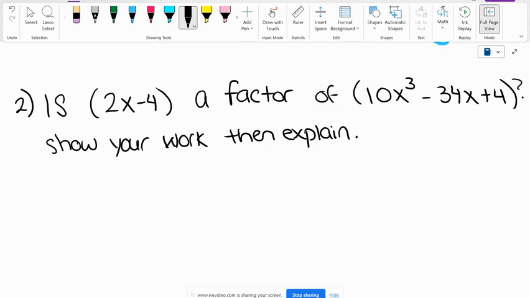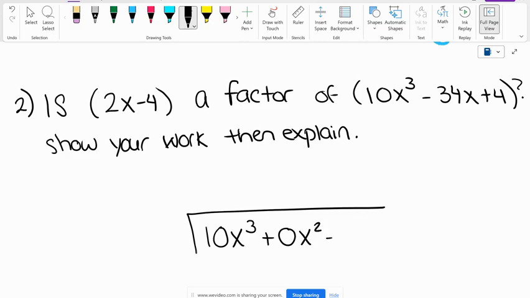Should you have put a 0 in for something? Yeah, you should have put a 0 in for x squared. So we should have gotten 10x to the third plus 0x squared minus 34x plus 4 on the inside, and then 2x minus 4 on the outside.